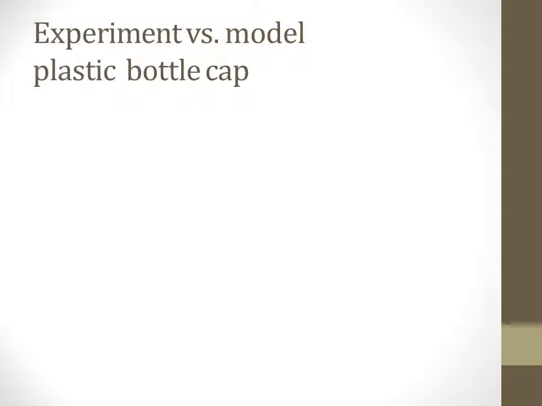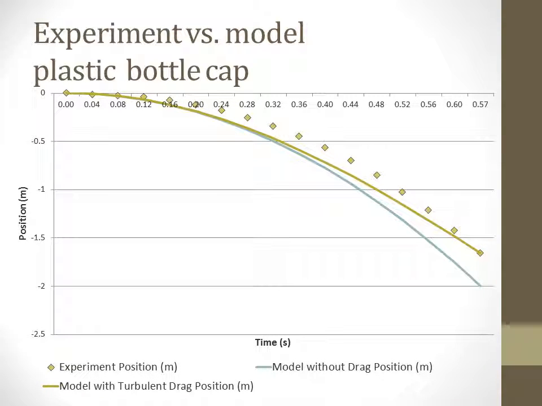In the case of the bottle cap, you can see that there is some difference. The blue line is the free fall without drag, and the yellow one is the model with turbulent drag. Well, you can see that the fit isn't good.